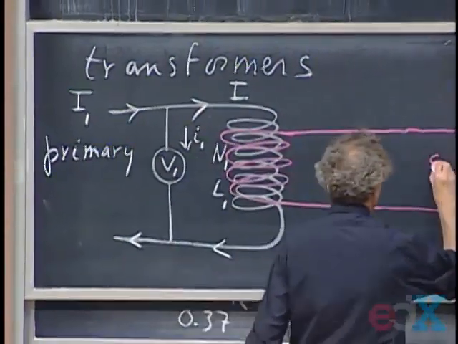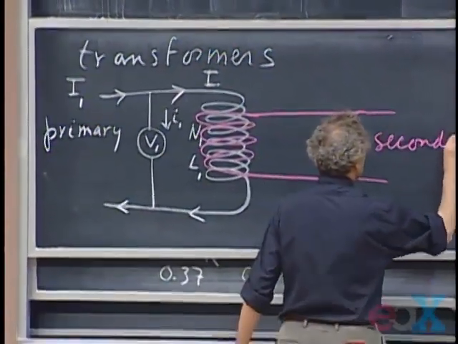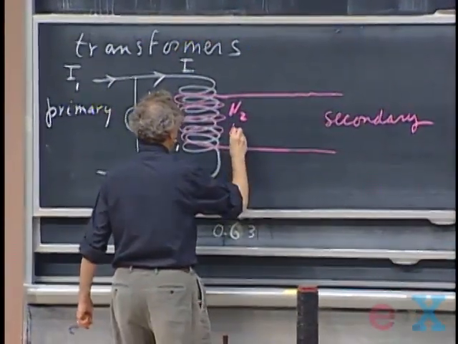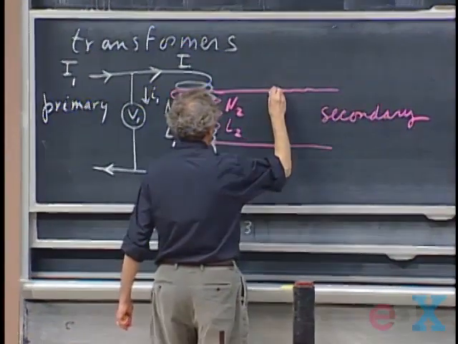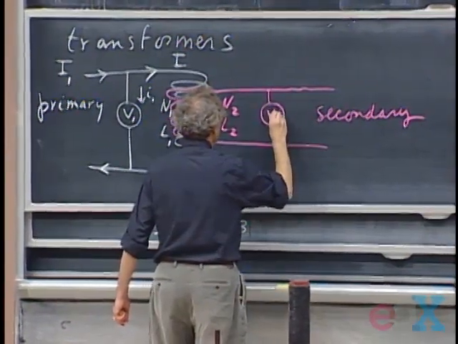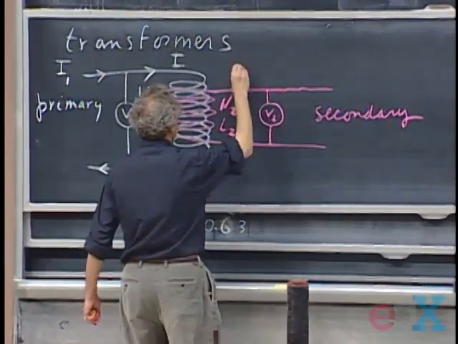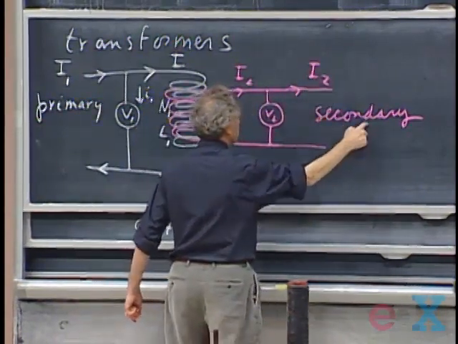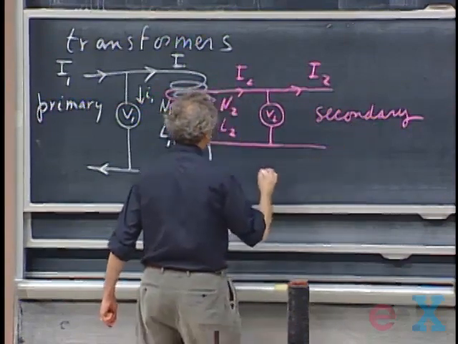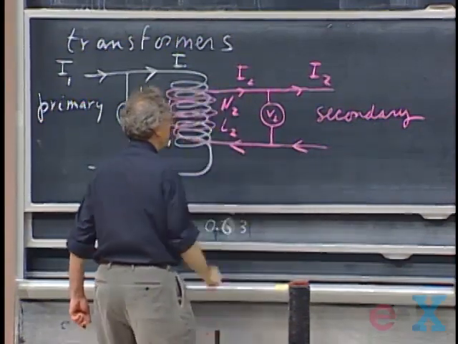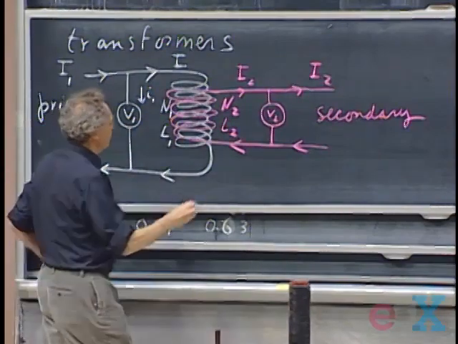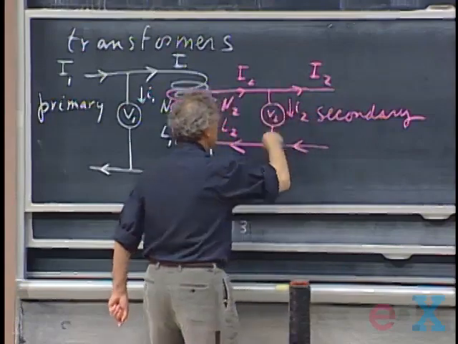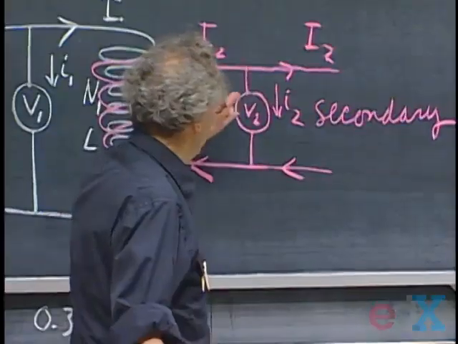This is the secondary. It has N2 windings. Self-inductance is L2. And I put here a voltmeter, V2. The current I2 is flowing here. This is I2. Here's the consumer. This is where you are, maybe. And I2 is flowing back through the coil. And here is this teeny weeny little current I2 flowing so that I can monitor the value of V2.